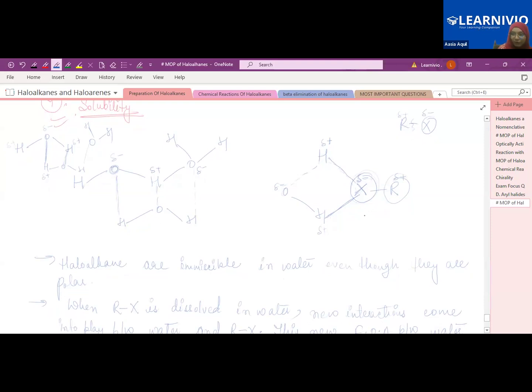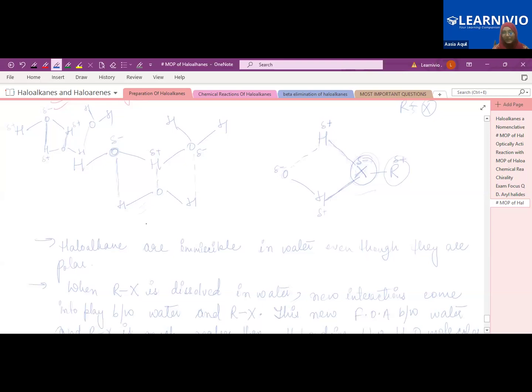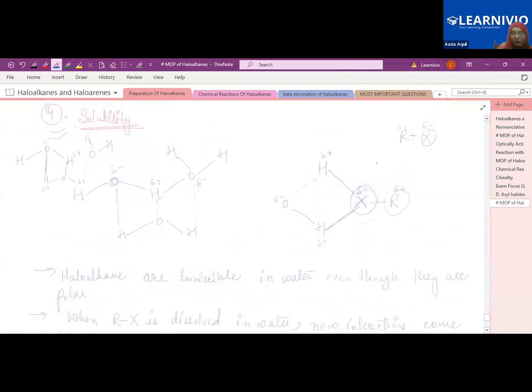So here a new bond will form, but this new bond is weak compared to the hydrogen bonding that is already present in water, which was very strong compared to this bond. So the new bond formation between this halogen and the hydrogen is very weak. Due to that, the force of attraction between the water and the R-X is much weaker. Further water molecules will come and try to make a bond between this oxygen and this hydrogen.